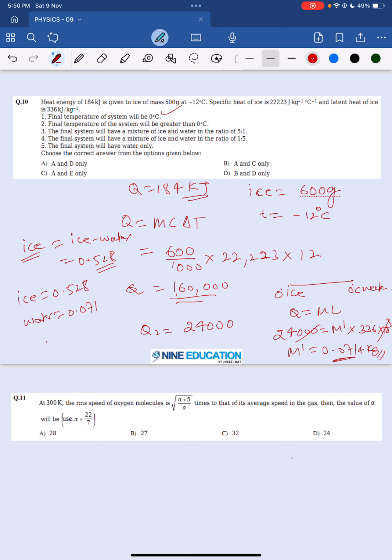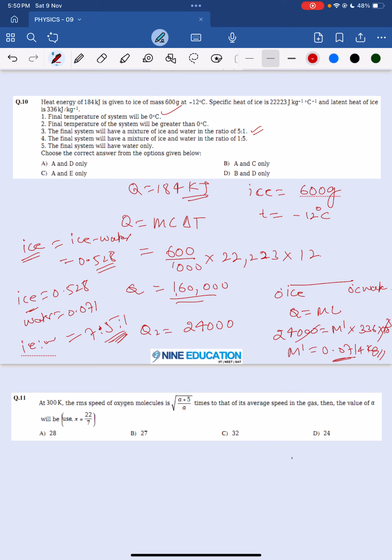And next one is the final temperature. Okay, the ratio they want us to calculate. They are asking ice and water in the ratio 5 is to 1, ice and water in the ratio 1 is to 5. So we'll just check once. We are going to divide it by 0.071, and we get somewhere around 7.5. So we see that ice is more. Ice to water, ice is 7.5 is to 1, whereas the answer 5 is to 1 is coming.